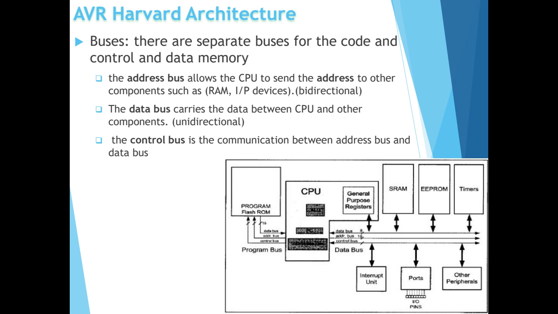As I said, the buses of Harvard architecture or AVR architecture are of three separate types. One of them is for code, the other for control, and the other one is for data memory.